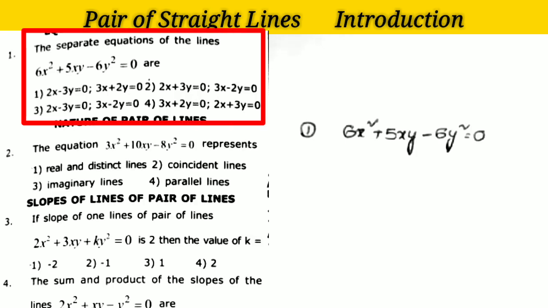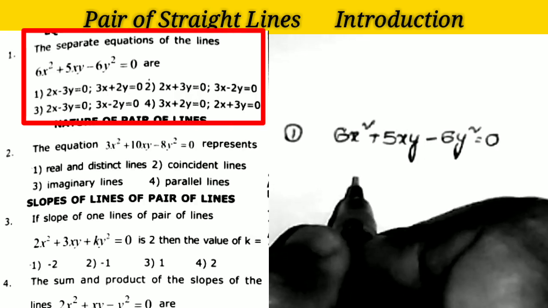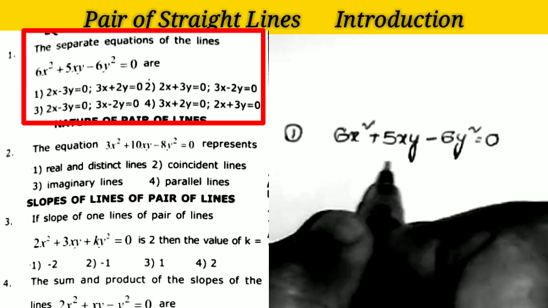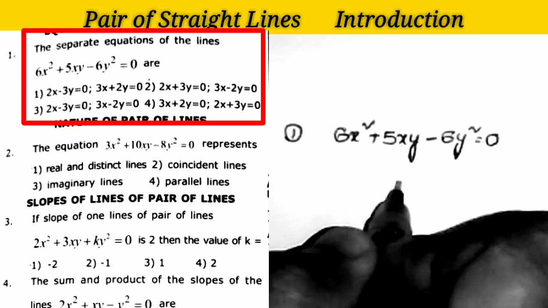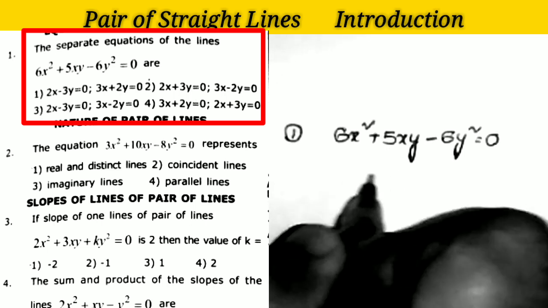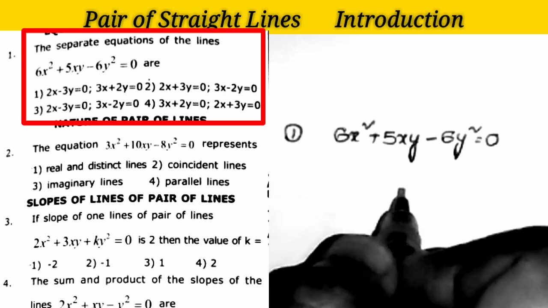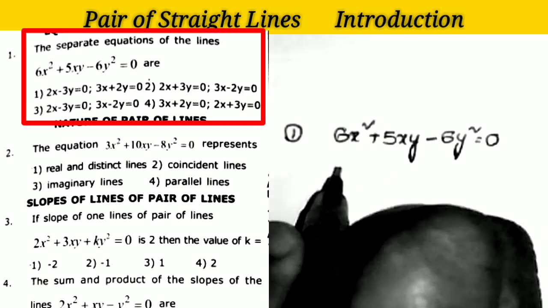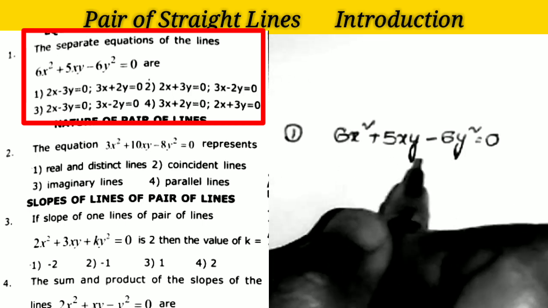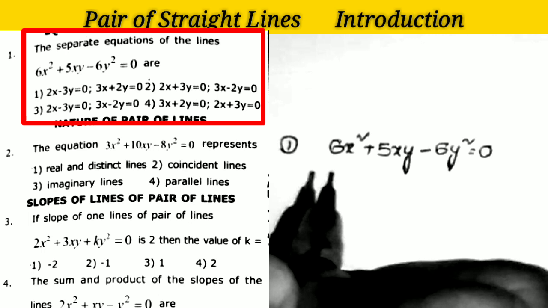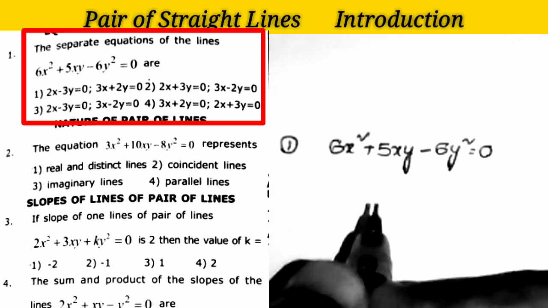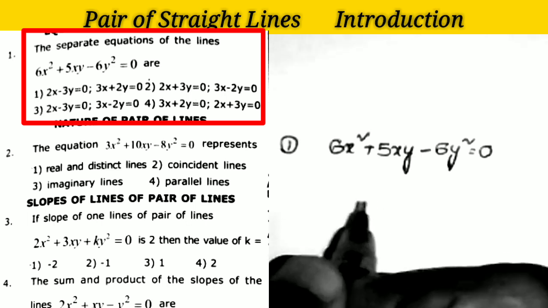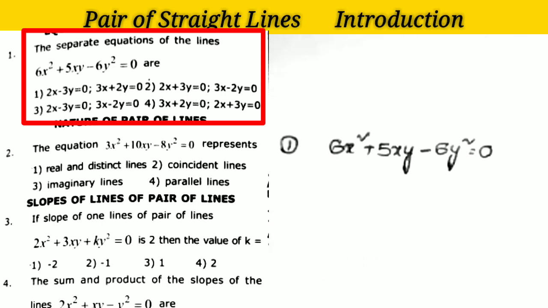Now the first problem: the separate equations of the lines 6x square plus 5xy minus 6y square is equal to 0. Since this is a pair of straight lines, it represents two lines. This is in the form of ax square plus 2hxy plus by square. It represents the two lines. Now we want the two lines' equations, the separate lines of this equation. Simply do the factorization to get the separate lines.